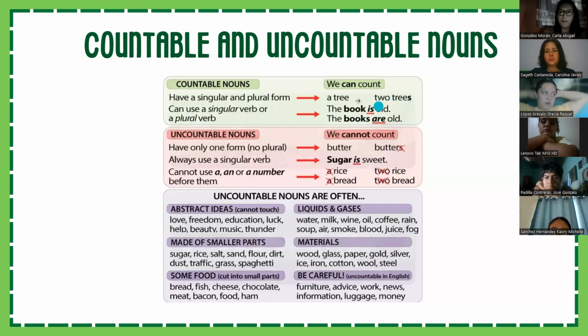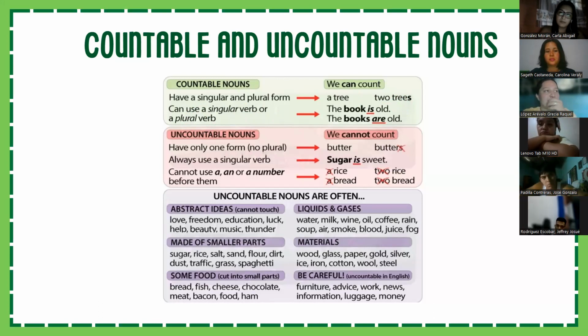That's rule number one. Rule number two. We can use a singular verb or a plural verb. Con este verb nos vamos a referir específicamente al verb to be, ¿ok? ¿Cuál es la forma del verb to be que se ocupa para singular? Is. Is, exactly. So, the book is old.